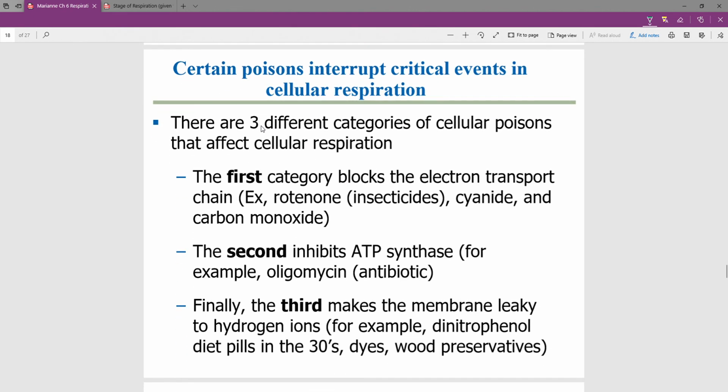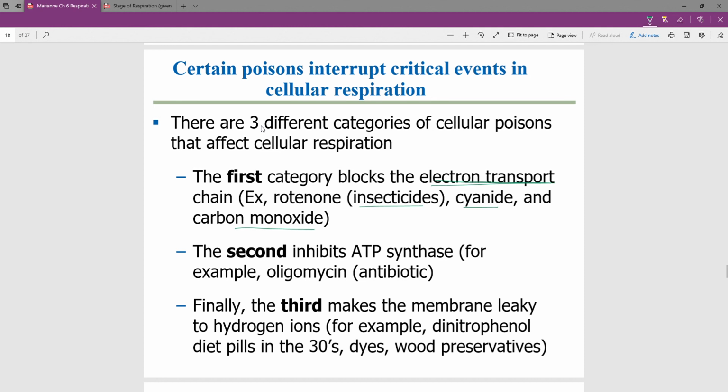When we understand cellular respiration better, then we can understand how certain poisons or drugs actually work. There are three different categories of poisons or drugs. The first category blocks the electron transport chain. If you block the electron transport chain, then you're not setting up the hydrogen ion concentration gradient, and you're not setting up the big payout of chemiosmosis. Insecticides, cyanide, and carbon monoxide are all examples of toxins that work on that cellular level.